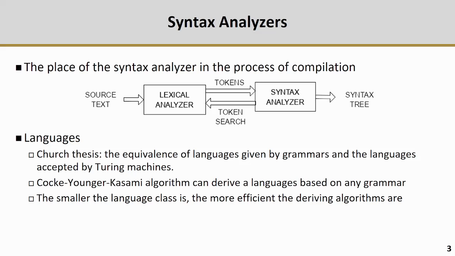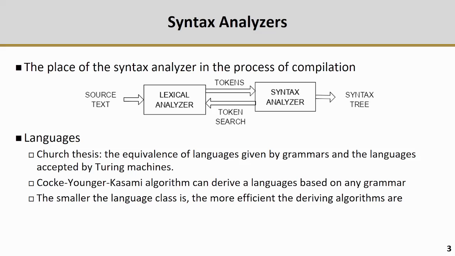As you may remember from the theory of digital computation, the Church thesis proves that for any language defined by any grammar, there is a Turing machine which can accept the language. And there are some general algorithms like the Cocke-Younger-Kasami algorithm, which can derive the way of derivation by any grammar for any sequence of symbols.